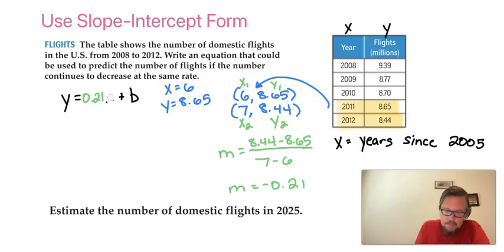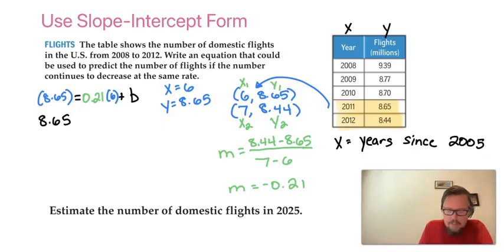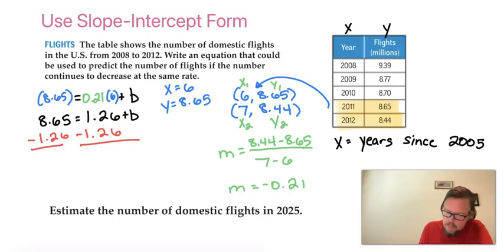Okay, so we'll replace the x with 6 and we'll replace the y with 8.65. Like so. Okay, so I need to do 0.21 times 6. That's going to be 1.26. So we've got 8.65 equals 1.26 plus b. Subtraction property of equality on both sides. And this is going to tell us the y-intercept. Subtraction property of equality.